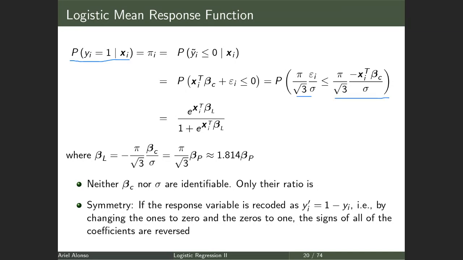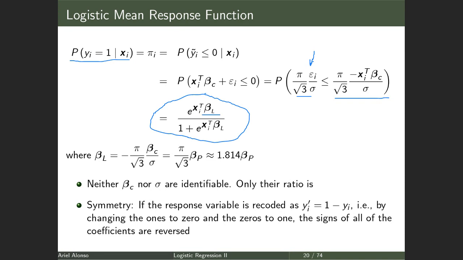Now, this element over here is a variable that has a logistic distribution with standard deviation pi divided by the square root of 3, and we know that the sigmoid function is the cumulative function. So now here you have the response function of a logistic model. That's it. And who are these beta L?